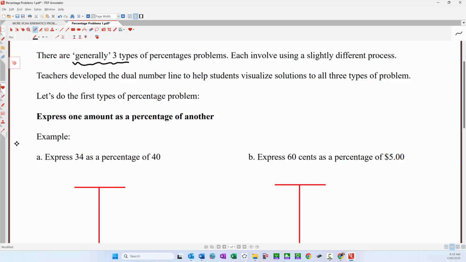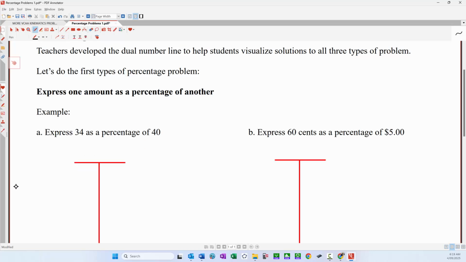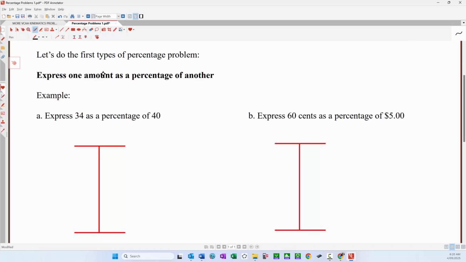Now what we're going to do is use a method called the dual number line to help us answer or visualize solutions to all 3 types of problem. The dual number line becomes the one-stop shop, so to speak, for answering all percentage questions. This saves us having to remember certain formulas or certain ways of doing particular problems. It allows us to use one method on all 3 groups of problems. That's the advantage of this. Many of you will be able to do these problems without the dual number line, but I want you to give it a go because, as I'll show you, there are some problems that this will help you with.